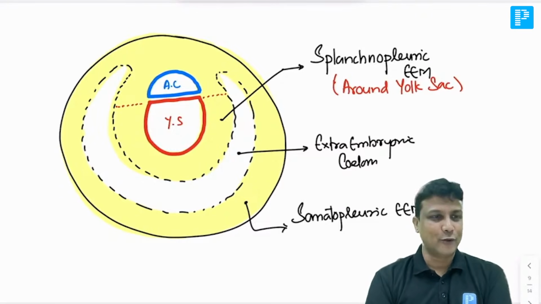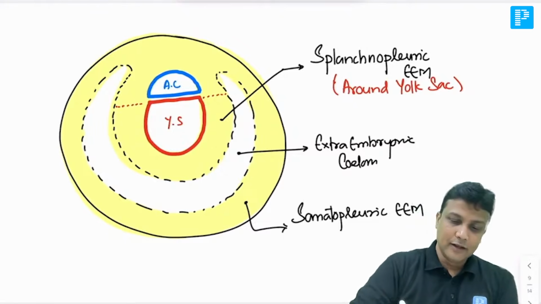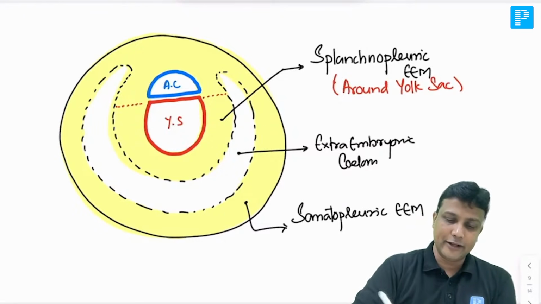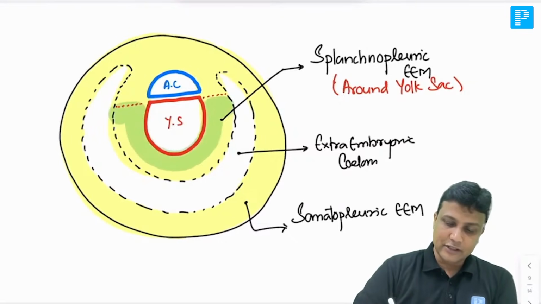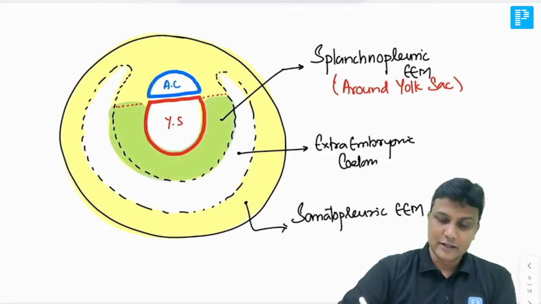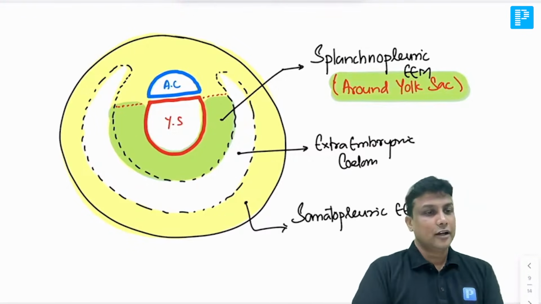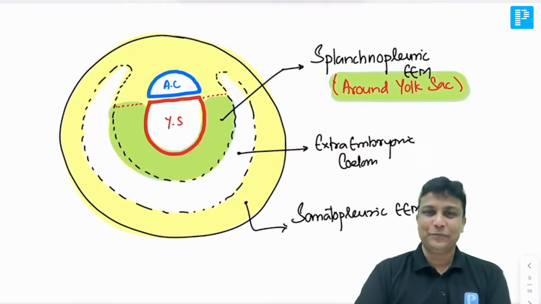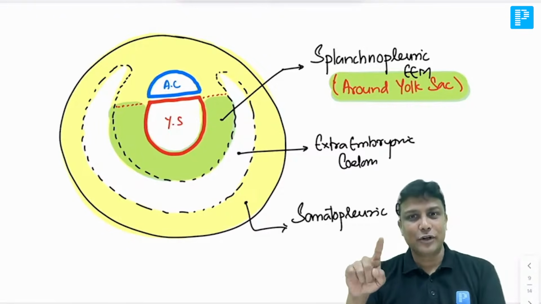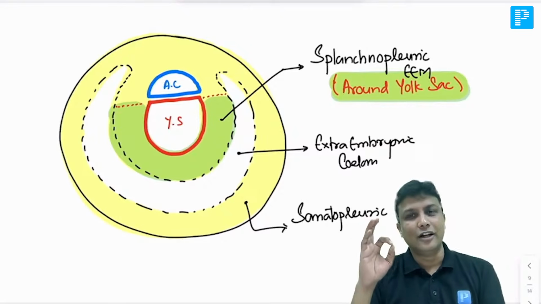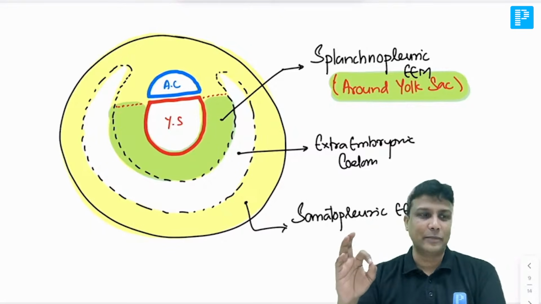Hello my dear doctors, are you getting the clarity right now? If you are not getting clarity from here, I can do one thing for you. I can highlight this with another color. This mesoderm, which I'm highlighting here in green, is the one which will be the splanchnopleuric extraembryonic mesoderm. Crystal clear concept. The splanchnopleuric will be only that mesoderm which is around the yolk sac. Remaining everything will be the somatopleuric extraembryonic mesoderm.